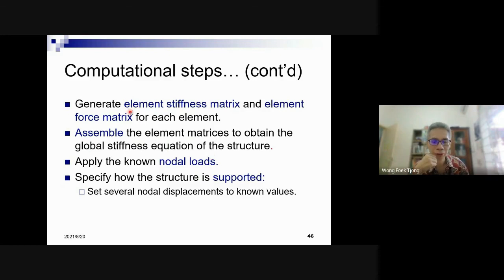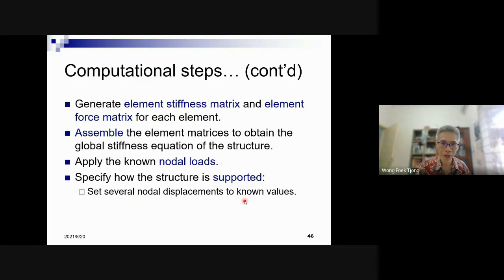First, generate the element stiffness matrix and element force matrix for each element. If we have a structure that we have already discretized using several elements, then when we run SAP2000, for example, what goes on inside? It computes the stiffness matrix and element force matrix for each element, then assembles, adds them together to obtain the global stiffness equations, then applies the loads at the nodes, then applies the boundary conditions, and then solves it. So we will have the nodal displacements.